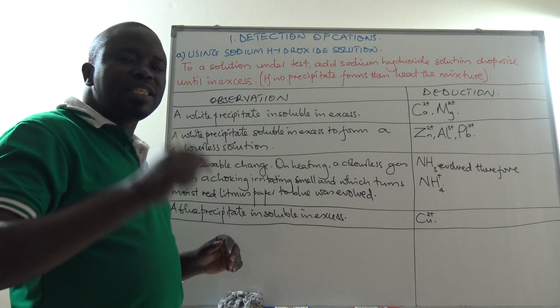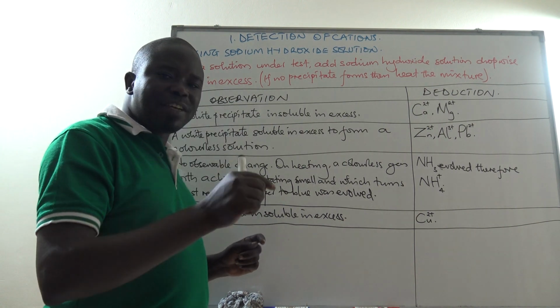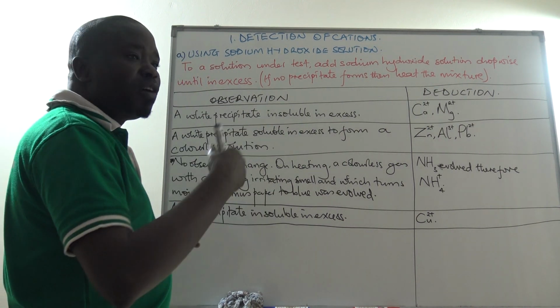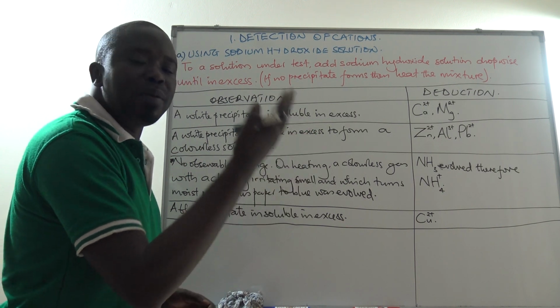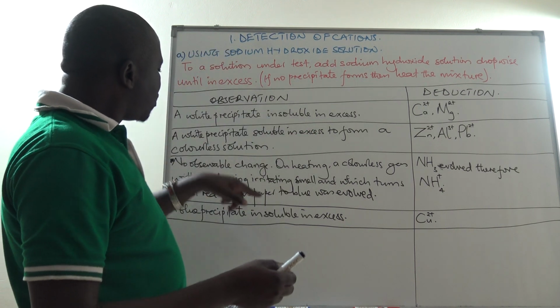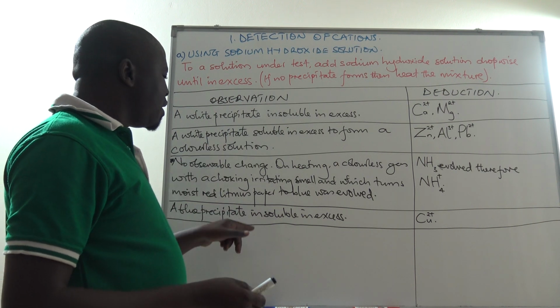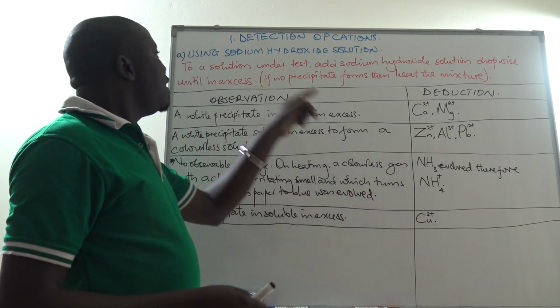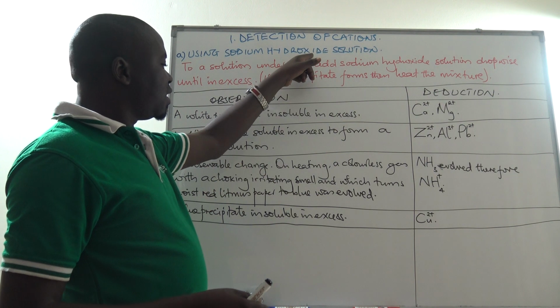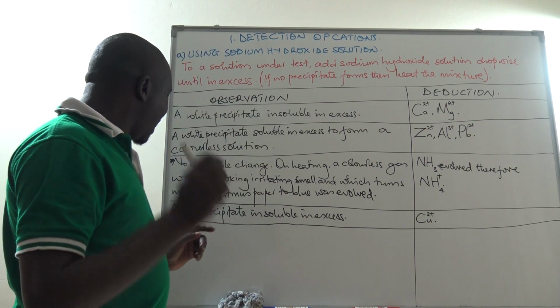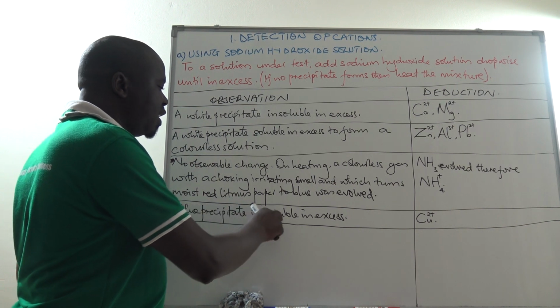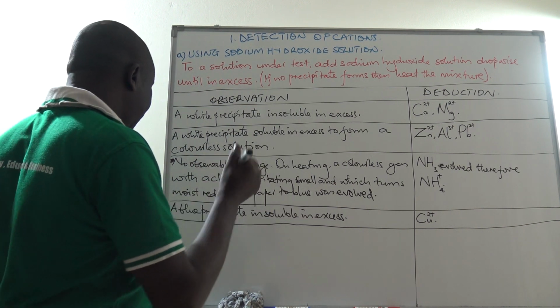That green color is only for the preliminary observation or the preliminary test, when we have only prepared a solution or when we have been provided with the substance and it looks to be blue. But now when we use the solution, even if it was green but containing copper 2 ion, if we use sodium hydroxide solution this time, when we add it dropwise until in excess, we shall strictly get a blue precipitate which is insoluble in excess.